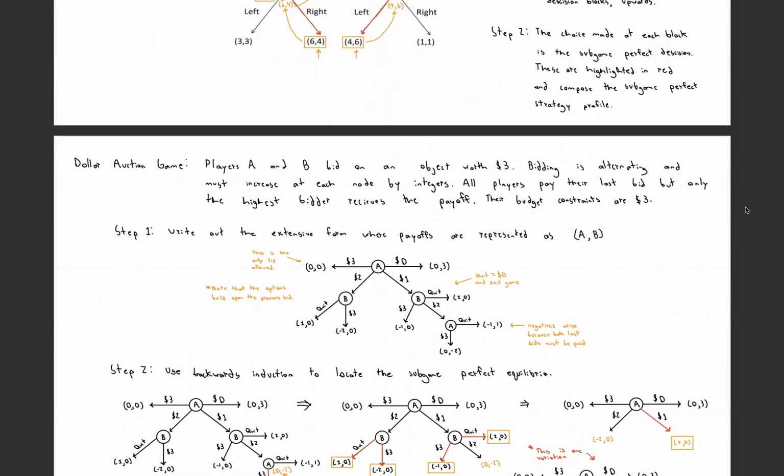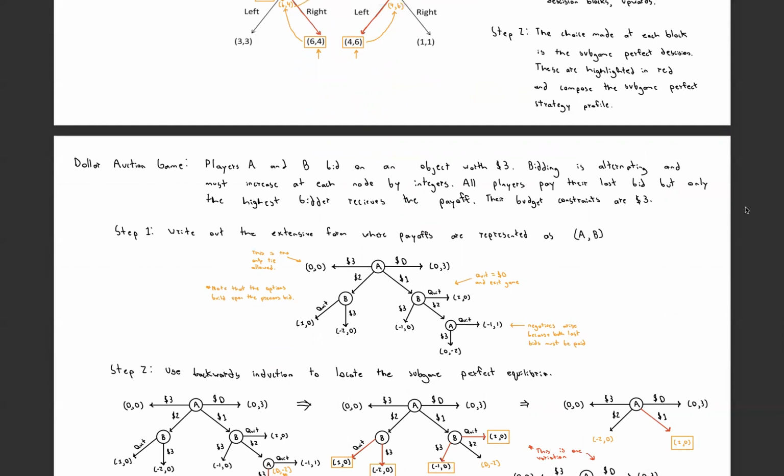In this example, we've got players A and B who bid on an object worth $3. Bidding is alternating and must increase at each node by integers. All players pay their last bid, but only the highest bidder receives the payoff. Their budget constraints are $3.